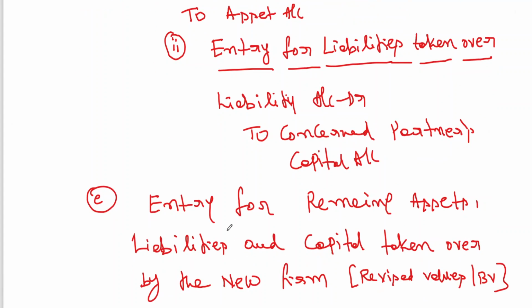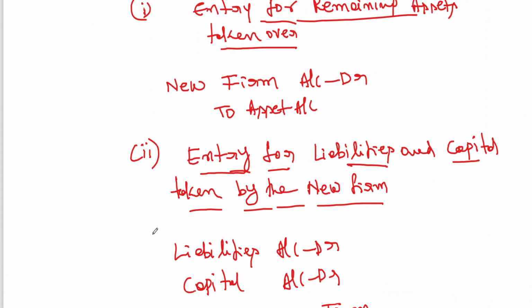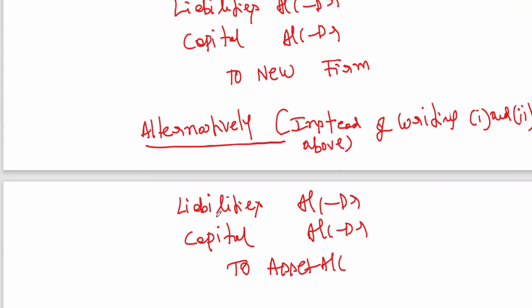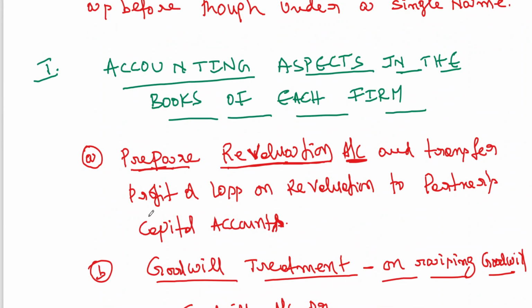Entry for remaining assets, liabilities and capital taken over by the new firm, at revised values, that is book value. Entry for remaining assets taken over: the new firm is the receiver, and assets are going out. Entry for liabilities and capital taken over: liabilities account debtor, capital account debtor, to new firm. Or we can write a combined entry: instead of writing 1 and 2, liabilities account debtor, capital account debtor to asset account. I think slowly you can easily learn this.